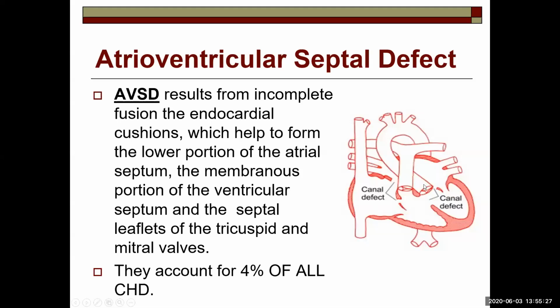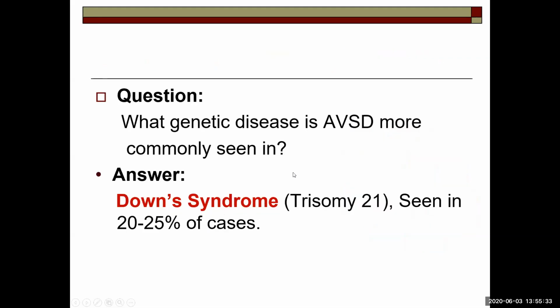It's usually the incomplete fusion. Most of these are due to the incomplete fusion of these septa. Now, I want you to remember one thing, that AVSD is more common in Down syndrome. So remember that for the test. AVSD, atrioventricular septal defect, a lot of the Down syndrome kids have this.